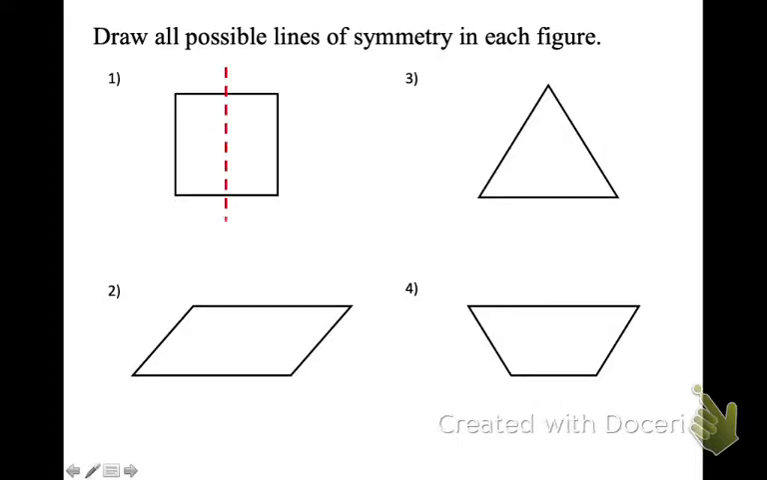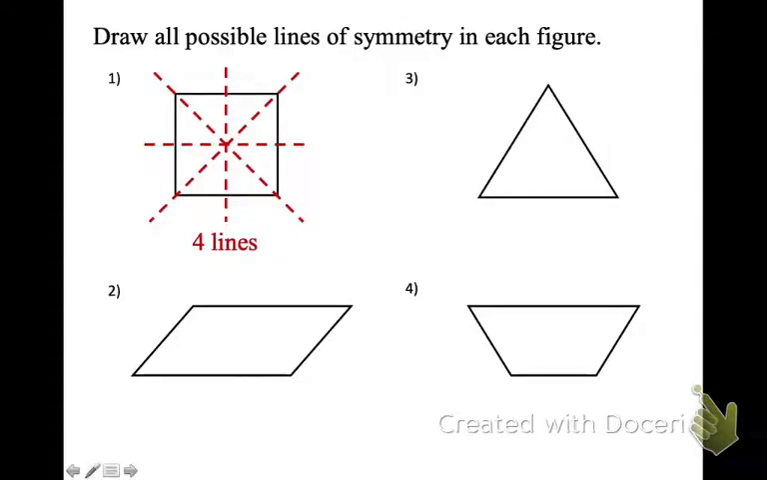On number 1, we can do this, and they look exactly the same. So there's one line of symmetry, and then I can draw another one here, and then I could draw another one here, and another one here. So we have 1, 2, 3, 4. 4 lines of symmetry. Okay, let's try number 2.